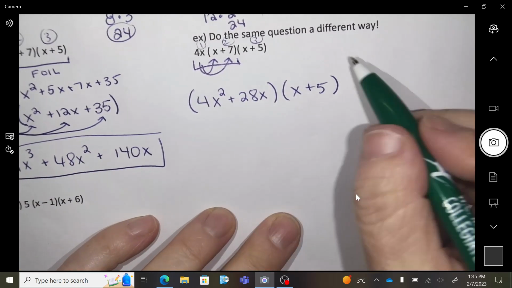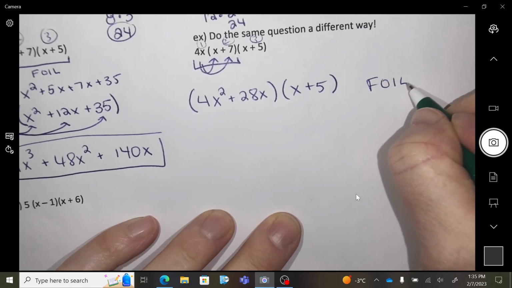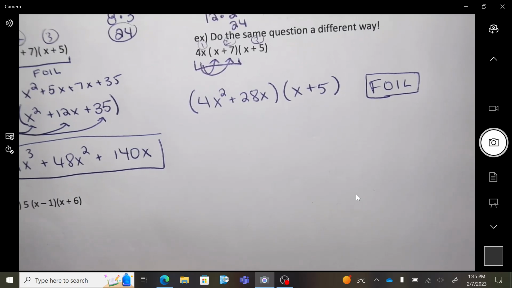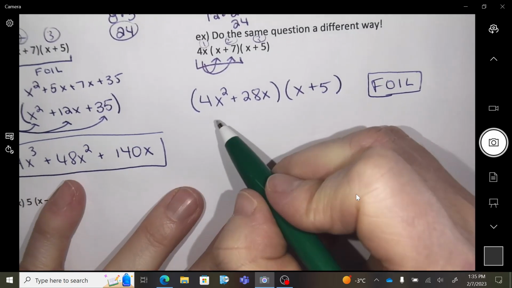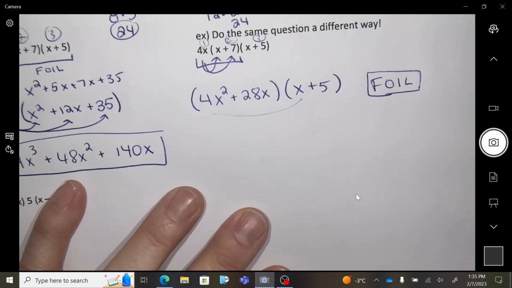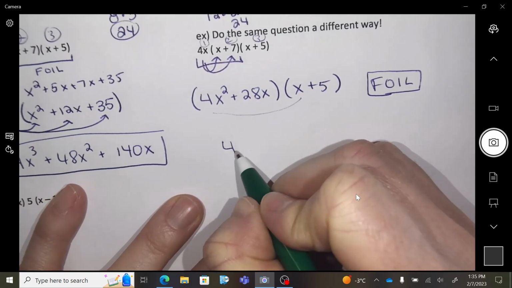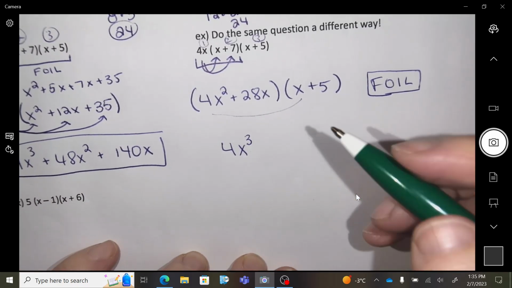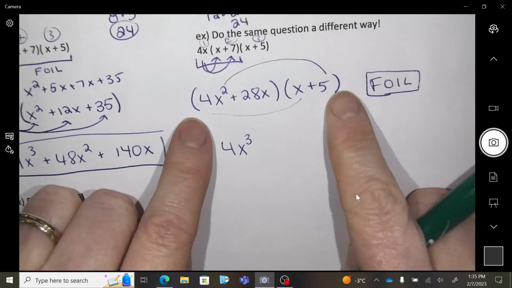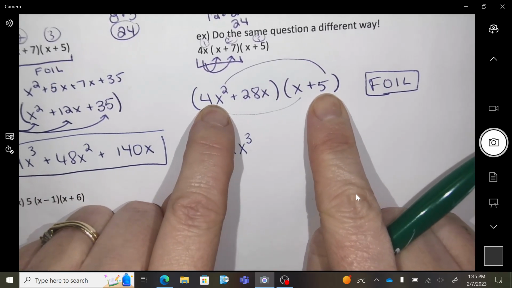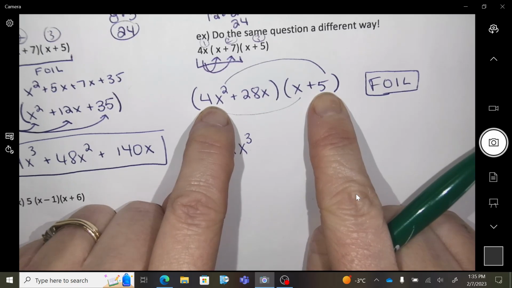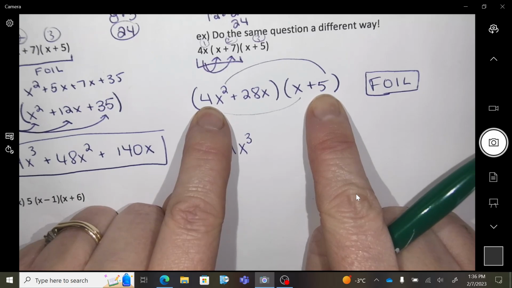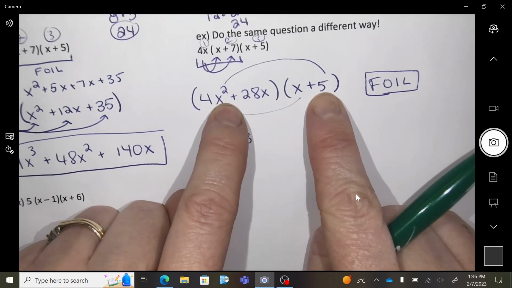Okay, guess what you're going to have to do? You're going to have to FOIL that because there's a binomial. Okay, so first times first is 4x cubed. Things are looking good for us already. Outsides. What do you get with my fingers here? What does that make on the outside? 20x squared.